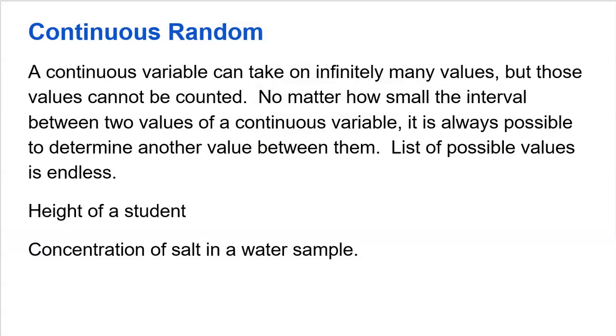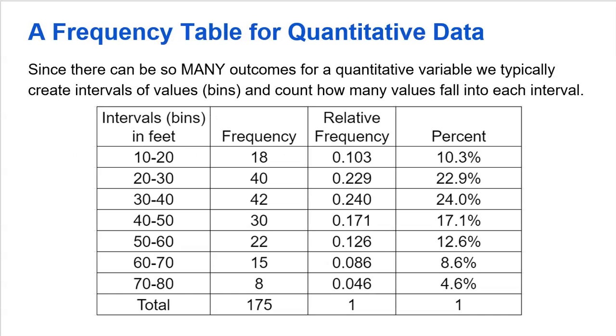There really are quite a few of them. And the first is kind of like a categorical variable. We have this frequency table. So here is a frequency table. Now, since there are so many outcomes for a quantitative variable, we typically have to create intervals or bins.